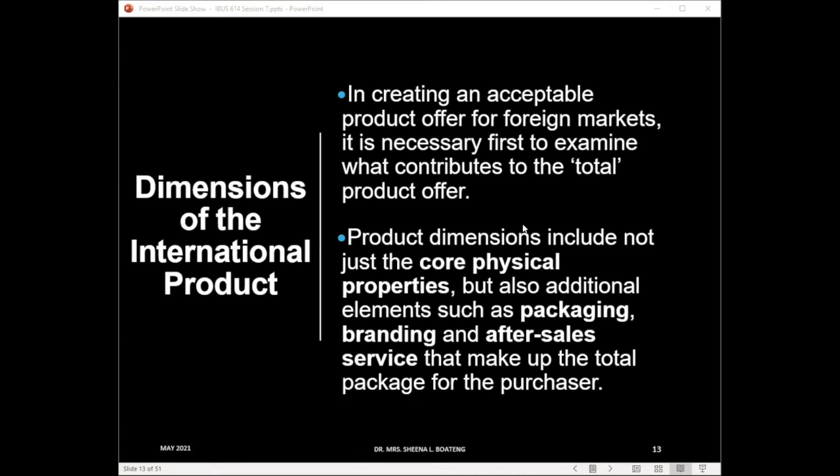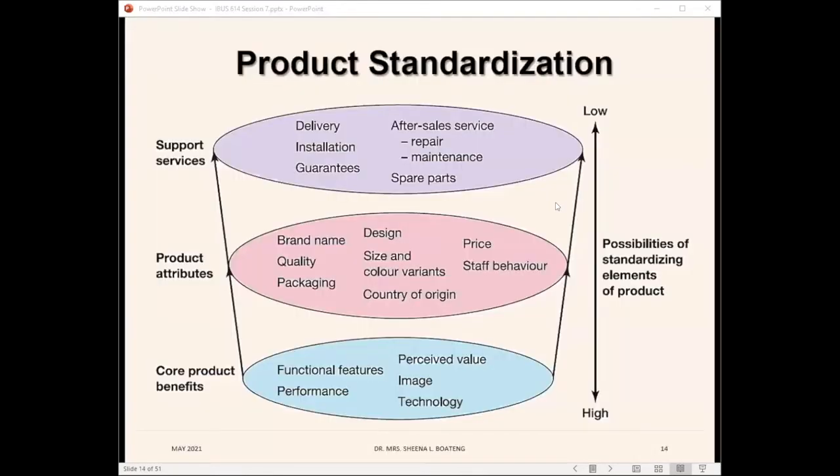All of these come together to make up the total product offer or the total package that the purchaser is buying. And for global marketing, the firm has to consider all these things in totality to be able to establish how to go about standardizing or adapting the product for the foreign markets that they wish to serve. So for the purposes of our discussion, we are looking at the product in terms of 3 levels, where we are considering the core product, where the core benefits of the product are. So as part of the core product, we can talk about its functional features.